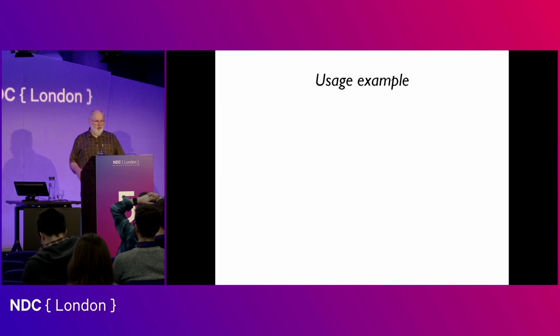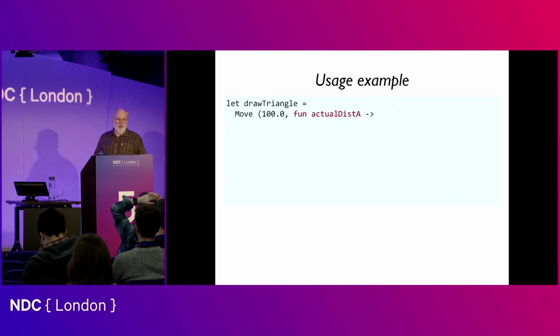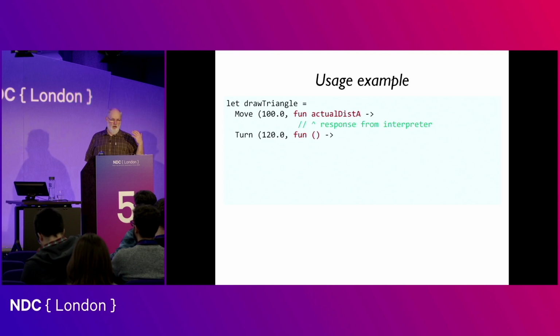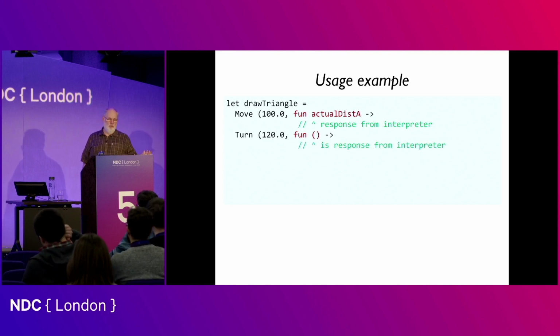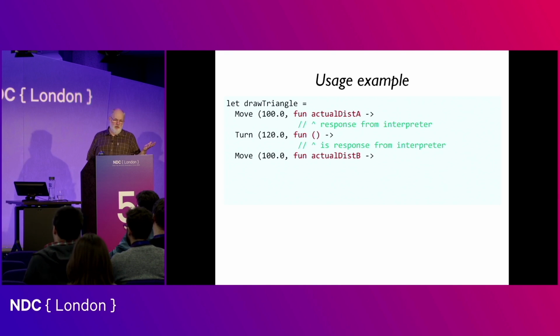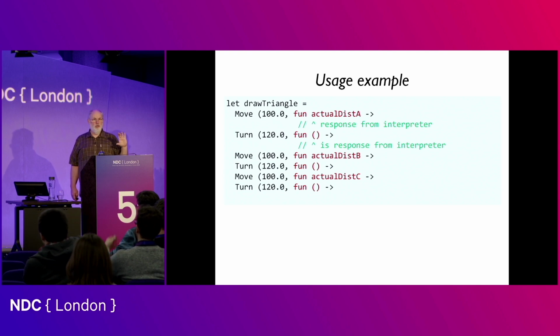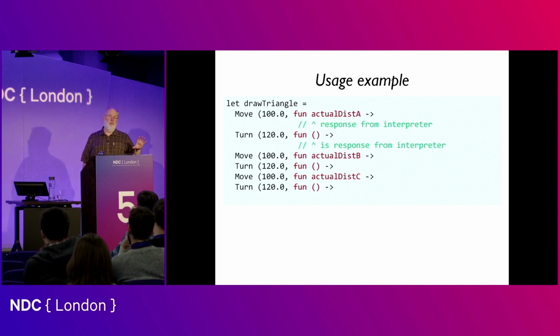Right, so how do you actually use this thing? Well, let's say I want to draw a triangle. I say move this thing, and the interpreter's going to run it, and then what's the callback? Well, the callback is based on the actual distance I wanted to return. And the callback says, well, there's no response from that one. So based on that, which is, I don't care, I'm going to move, and that's going to give me another actual distance, and so on and so forth. So the way you write it is a whole bunch of callbacks mixed with these data structures.